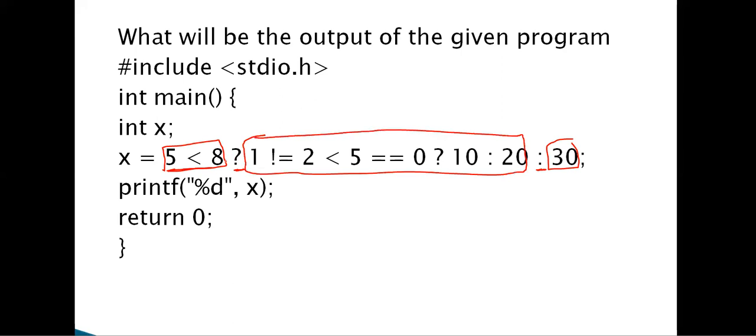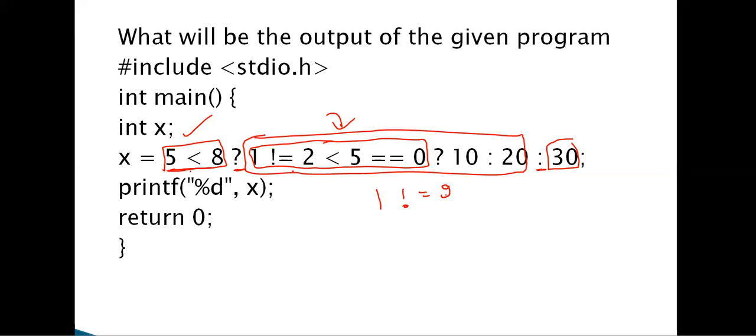5 less than 8 question mark: this is the condition, this one is the true block, and after the last colon is the false block. Now, whether the condition 5 less than 8 is true or false, the condition is true. So we move into this statement. Now, in this statement, what is the condition? This is the condition.